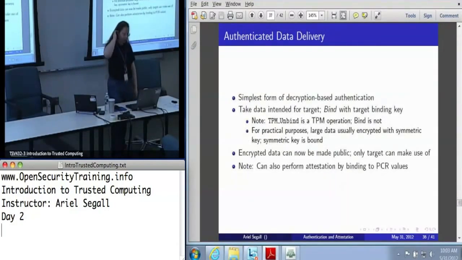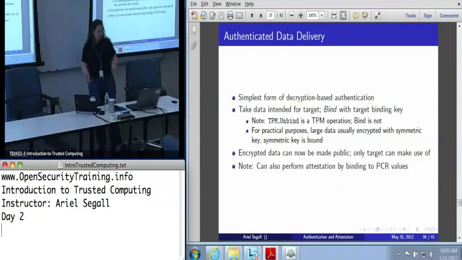So, the simplest form of decryption-based authentication is to take some target data, bind it with a binding key. This creates a little bundle. You will see me talk about TPM unbind as an operation. There is no equivalent TPM bind, because you're just encrypting with a public key. Doesn't need to be in the TPM at all. You are not assumed to have a TPM or have access to the key itself. TPM bind is actually a software operation, so it's not a TPM command.